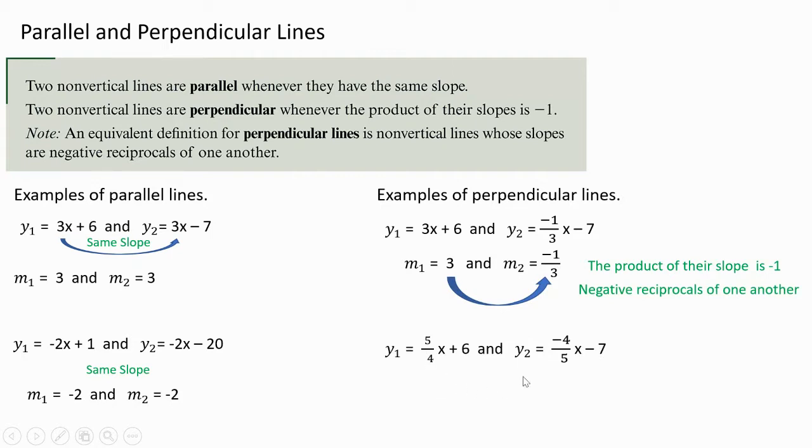Again, first we check if they're the same. Line 1 equals 5/4 x plus 6, and line 2 equals -4/5 x minus 7. So first we find out if they're parallel. No, they're not. So we know these are going to be perpendicular lines, right? Because what's the opposite reciprocal of 5/4? The opposite means opposite sign, and the reciprocal of 5/4 is 4 over 5. So I know these are perpendicular lines. And if you multiply them, it's going to give you -1. Okay?